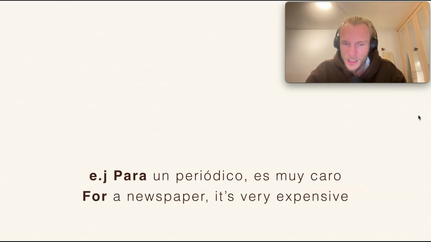Comparison. Para un periódico es muy caro. For a newspaper, it's very expensive. Did you see what I said there? Es muy caro. So in some Latin American countries, they'll swallow the S. So it's like muy caro. But in Spain, es muy caro.